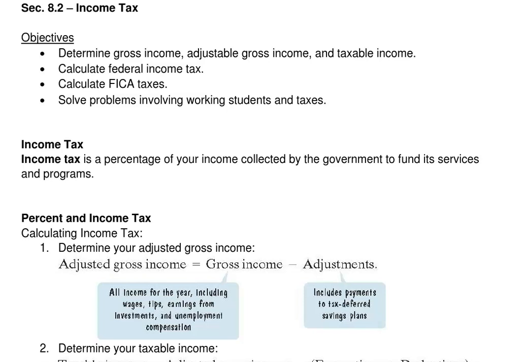To calculate your income tax, first you would have to determine your adjusted gross income. The word gross here is kind of an old use of the word. It just means total. So gross income would be your total income before any adjustments are made to it, before any money is taken for whatever purposes.